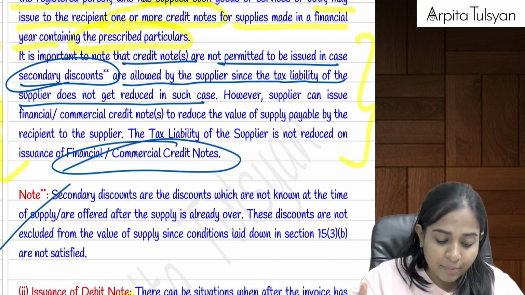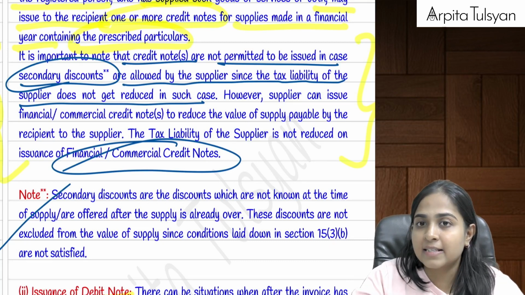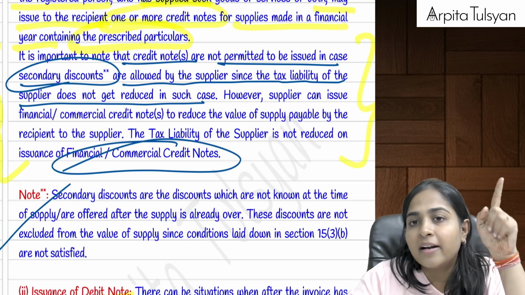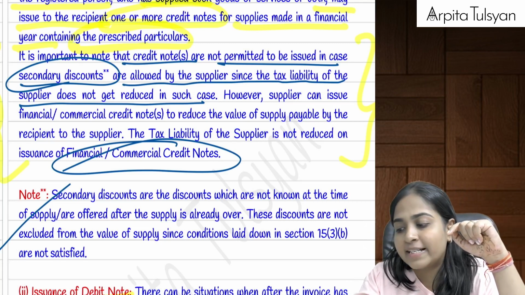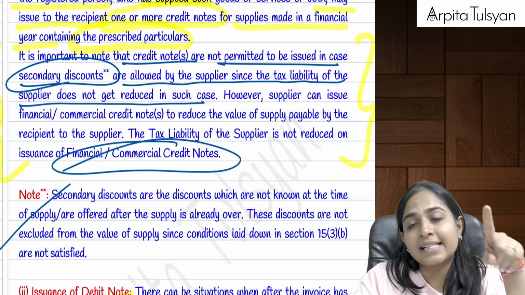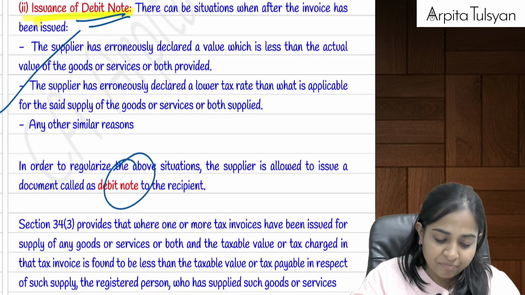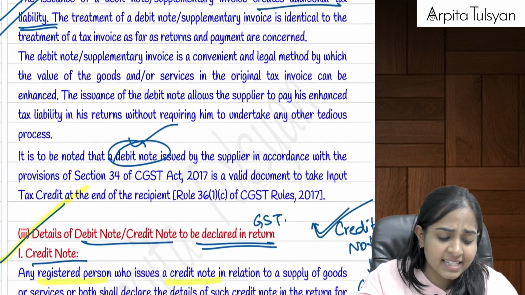One important point is in case of secondary discounts. We have already studied this in the valuation chapter, I think, that if secondary discounts are offered by the supplier to the recipient, then because of that, the tax liability cannot be reduced. So for secondary discounts, credit notes cannot be issued. Then we had studied some time period.